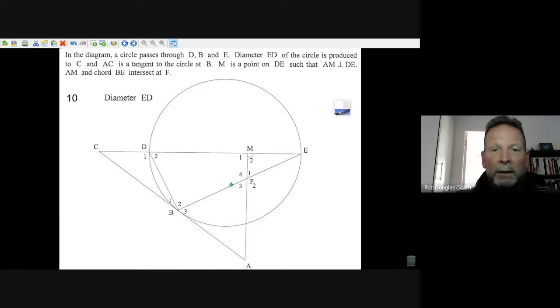M is a point on DE such that AM is perpendicular to DE. That means it's 90 degrees. M2, there's 90 degrees right there. AM and chord BE intersect at F. I said we'd use the word bisect, but it just says they intersect there. There we go. Okay, that's fine.